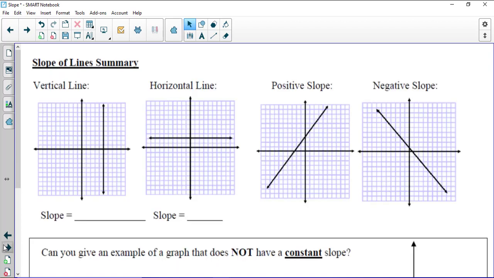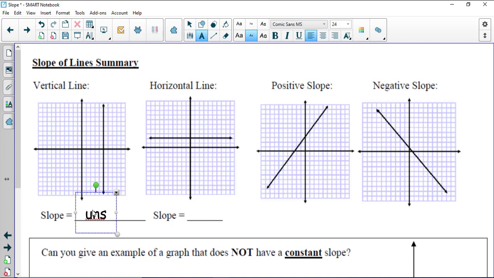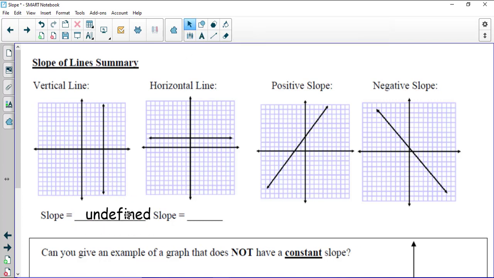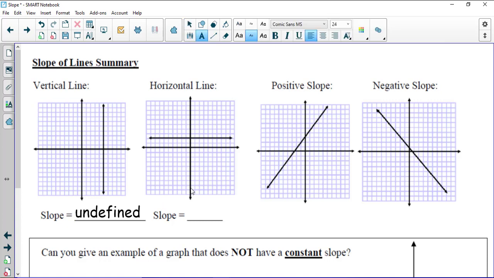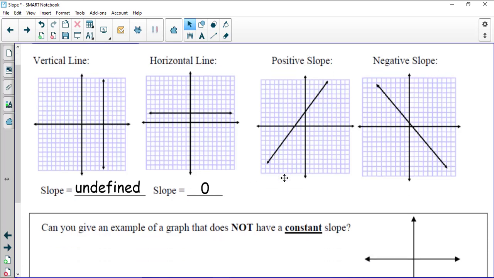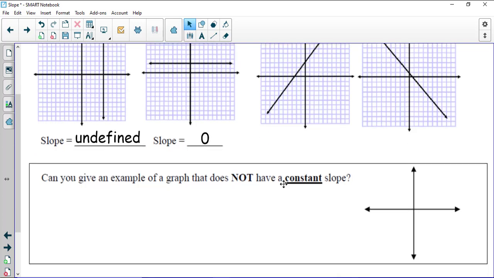All right, let's talk about slope and just summarize this a little bit. So if we have a vertical line, keep in mind our slope is going to be undefined. And if we have a horizontal line, our slope is going to be 0. Don't forget, a positive slope, or a line with a positive slope, is going to go up from left to right. A line with a negative slope is going to go down from left to right.